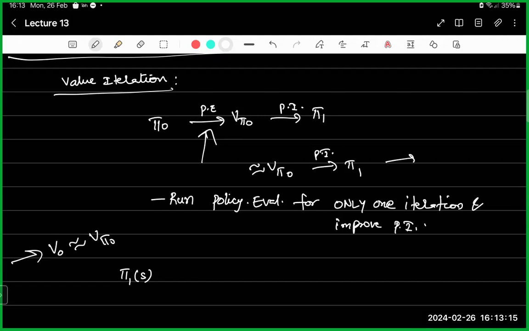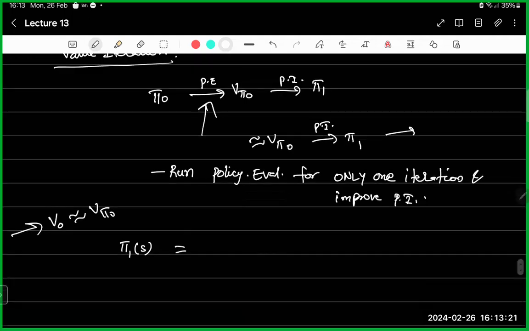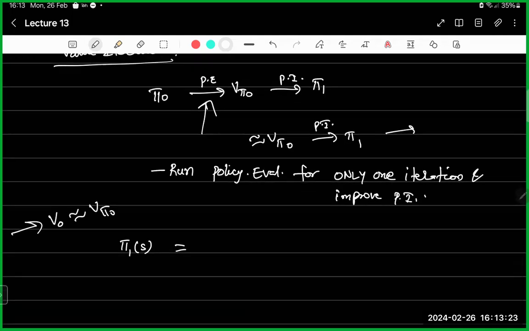Okay. So what is policy improvement? What is the policy improvement step? Argmax over a of Q pi naught of s comma a, right? So what is Q pi naught of s comma a in terms of v pi? You have to be very comfortable with these equations.